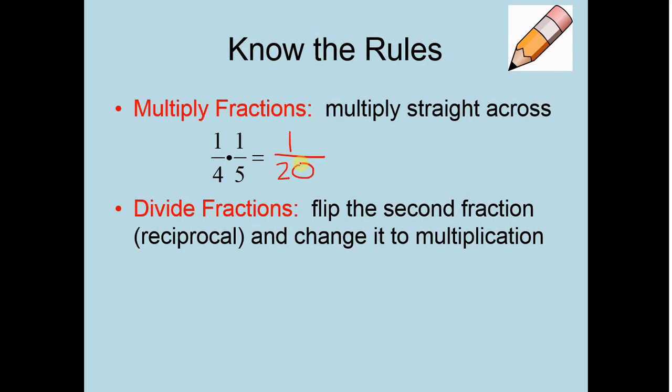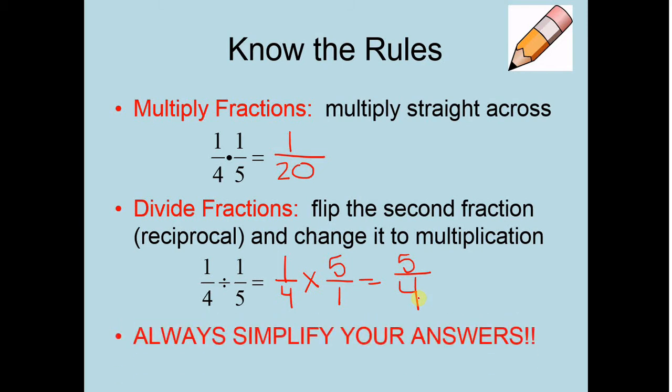Dividing fractions, remember, we keep, we switch, and we flip. So flip the second fraction and change it to multiplication. If I have 1/4 divided by 1/5, I keep the first number, switch to multiplication, and flip the second number. So I'm going to go 1 times 5, 4 times 1, which gives me 5/4. And of course, we're always going to simplify our answers.